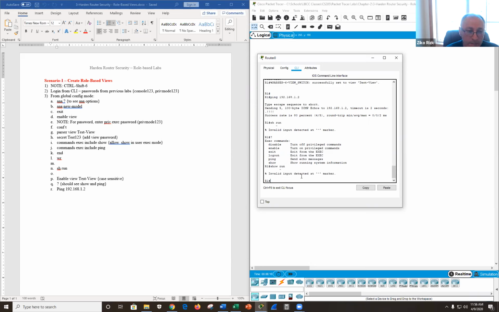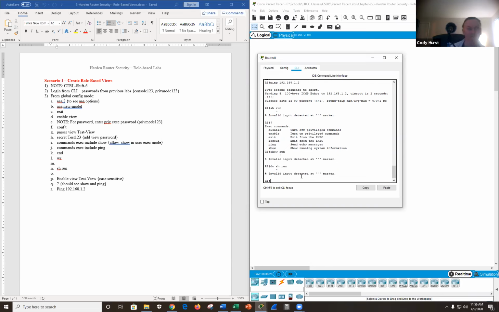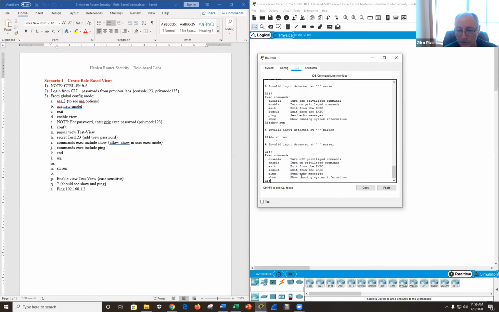It should work. Is this a Packet Tracer thing? I don't know. It should work because here, I'll show you. Do show, I think, maybe? Nope. I'm in the right privileged mode. I'm in the right mode for show run. Okay. And when I do a question mark, it's showing me show, but I am unable to run it. And I don't know if I did something wrong.